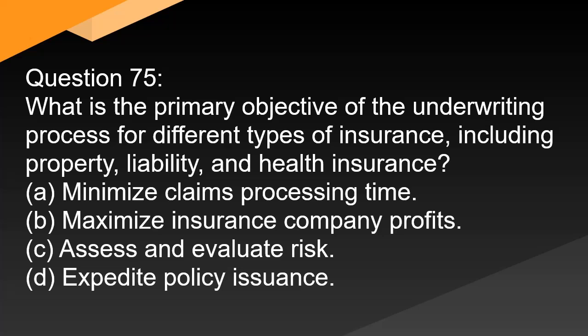Question 75. What is the primary objective of the underwriting process for different types of insurance, including property, liability, and health insurance? A. Minimize claims processing time. B. Maximize insurance company profits. C. Assess and evaluate risk. D. Expedite policy issuance.